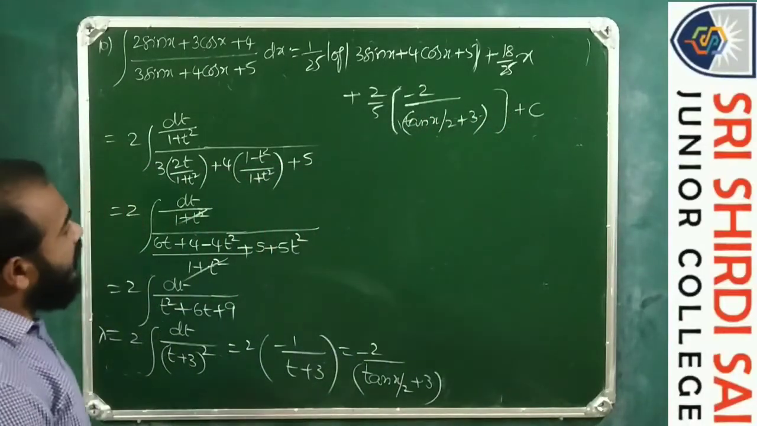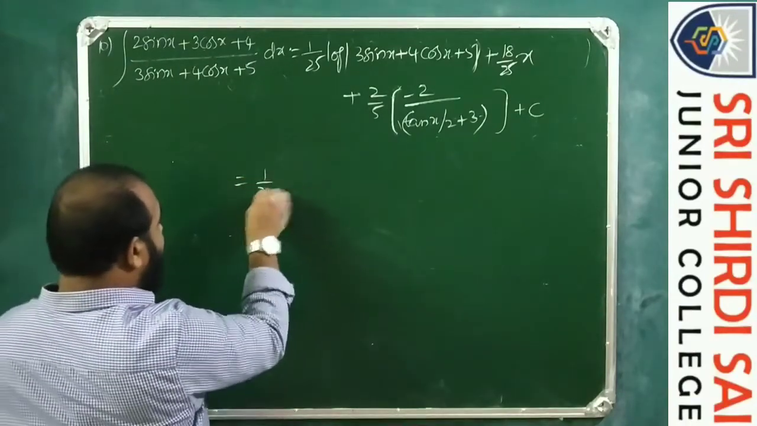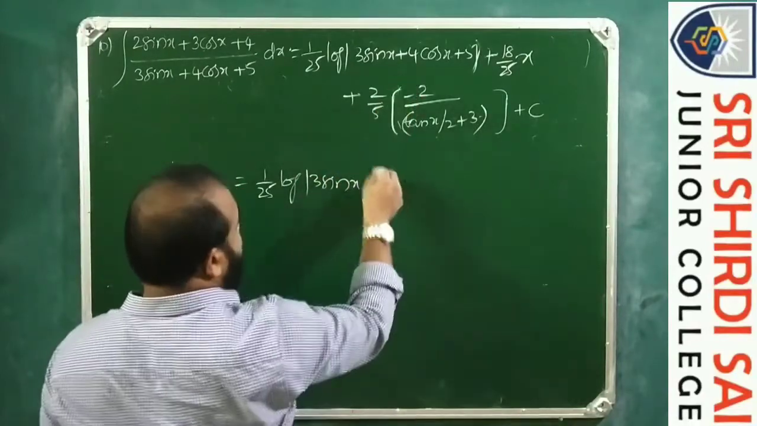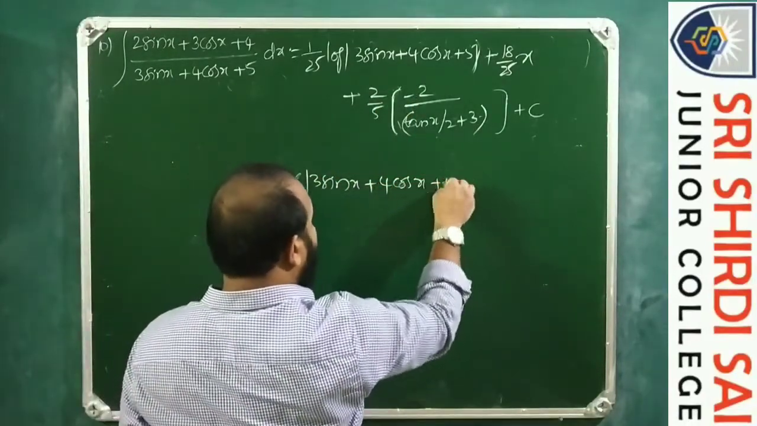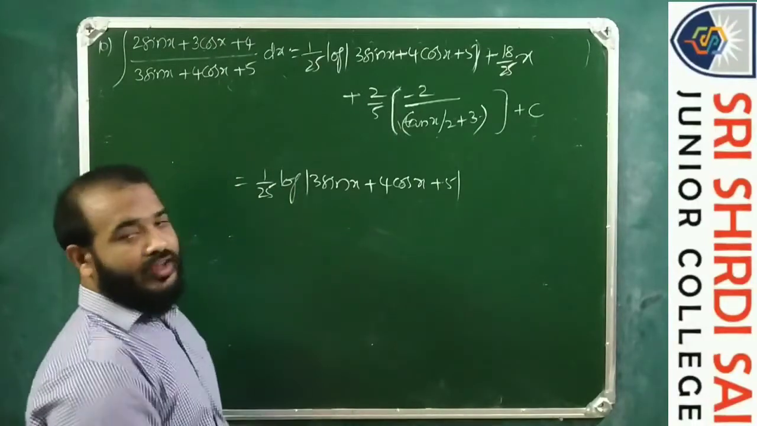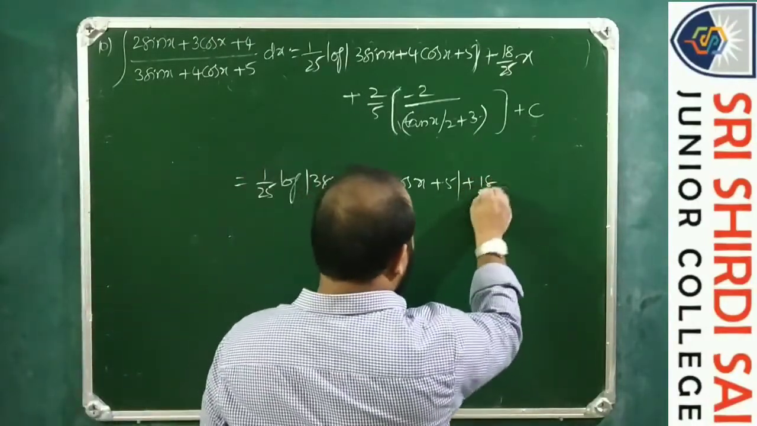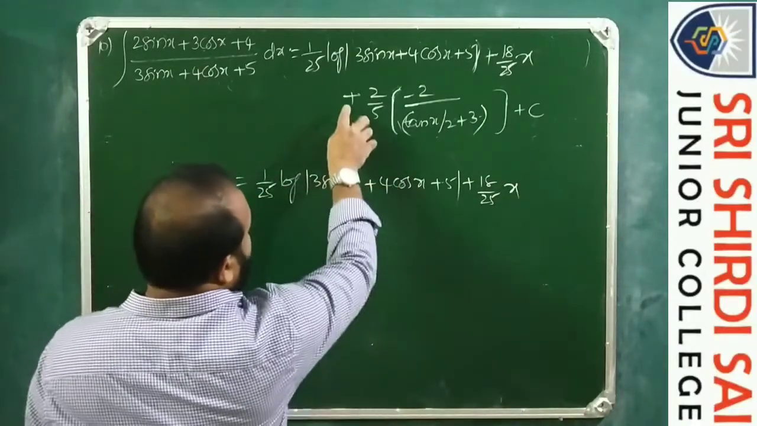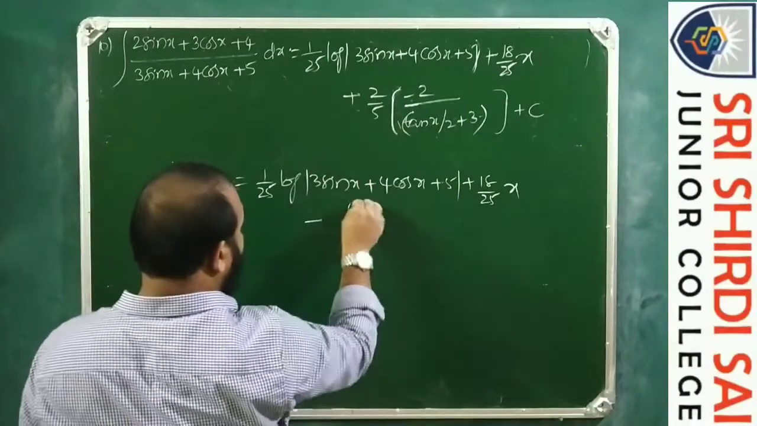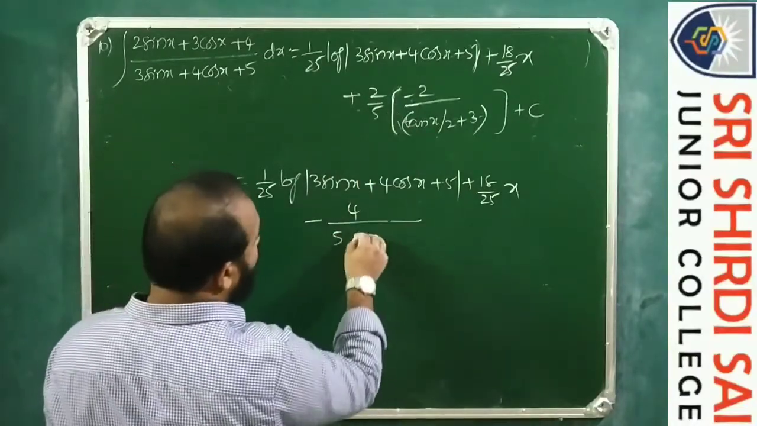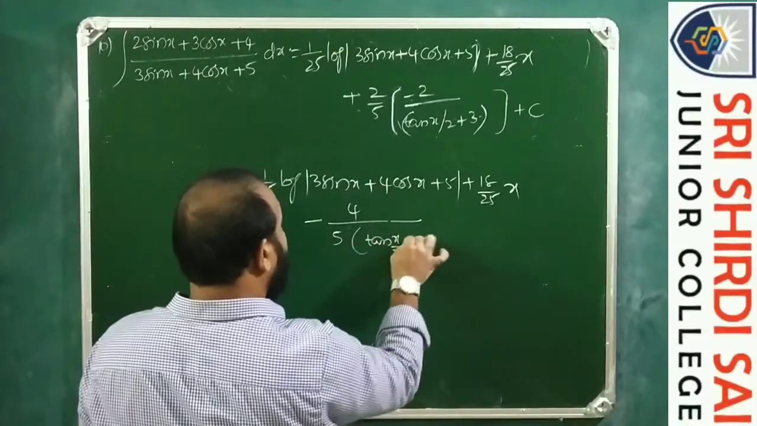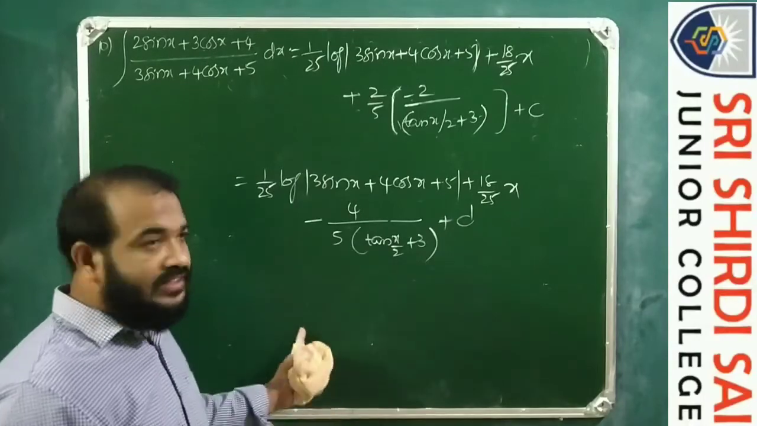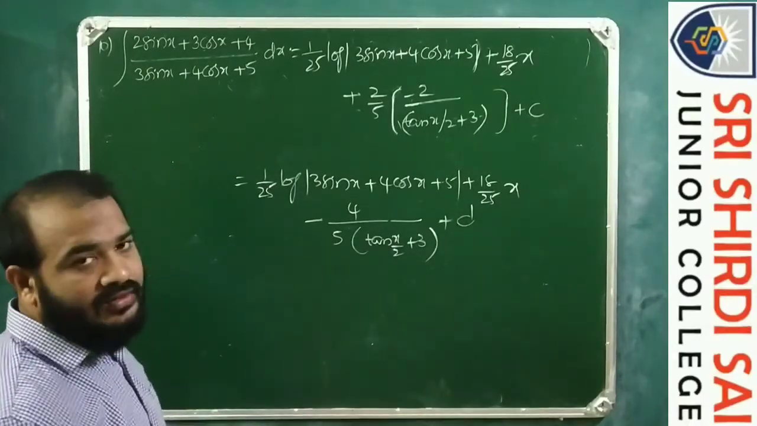Therefore the final answer would be 1 by 25 log modulus 3 sin x plus 4 cos x plus 5, since f dash x by f of x is log mod f of x, plus 18 by 25 integral 1 dx is x, plus 2 by 5 into minus 2 is minus 4 by 5 into tan x by 2 plus 3, plus constant of integration c dash. So this is the answer for the given integral.